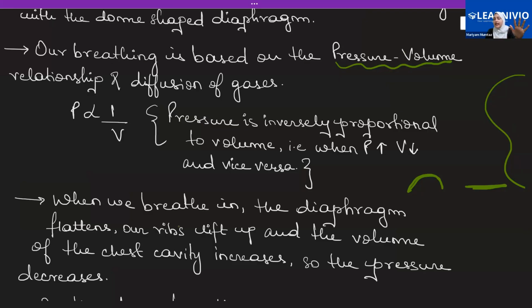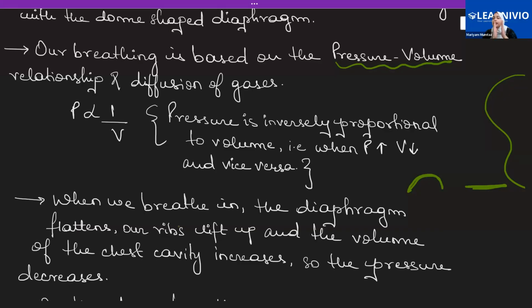So now what happens is that when we breathe in, the diaphragm which was like this will become flat. When you breathe in, put your hand on your chest. What do you feel? When we breathe in, our chest rises up, isn't it? So the cavity of the chest increases, and the cavity of the lungs increases. If the chest is rising up, the volume is increasing. So what will happen to the pressure of the lungs? Decreases.